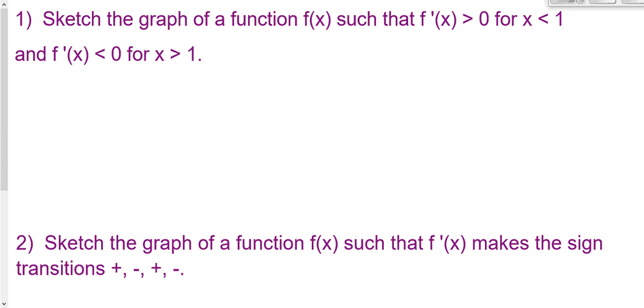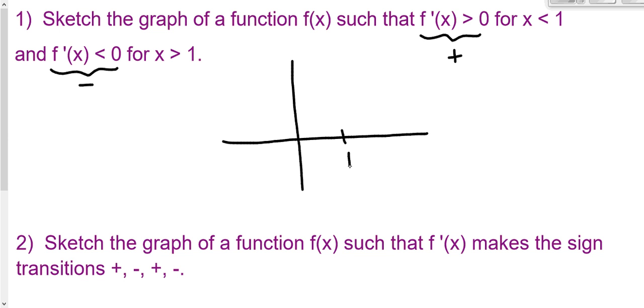Okay, here's a couple of examples. Sketch the graph of a function f of x such that f prime of x is positive. Greater than 0 means positive. For x less than 1, and f prime of x is negative for x greater than 1. Okay, so let's put x equals 1 in place. That seems to be the point where things are changing.